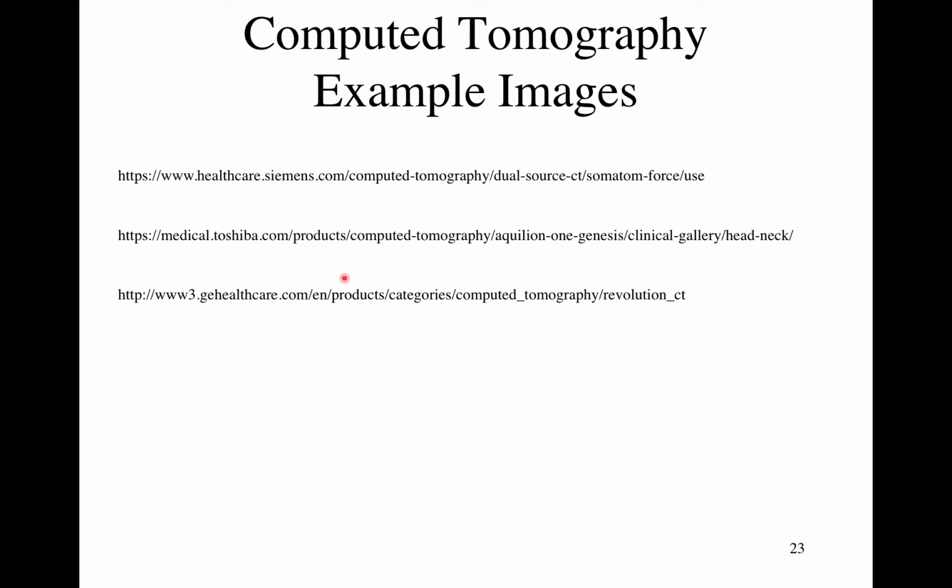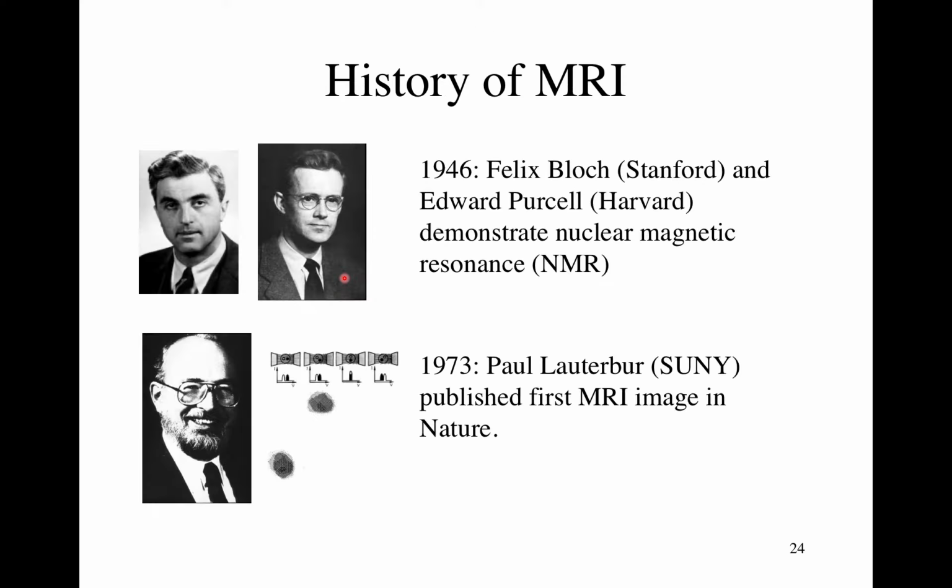I would strongly encourage you to go to all of the big company sites. Actually, Toshiba doesn't exist in CT anymore. It's Canon now. They got bought. But just go to the commercial sites and look at their best pictures. It's phenomenal data that's out there.